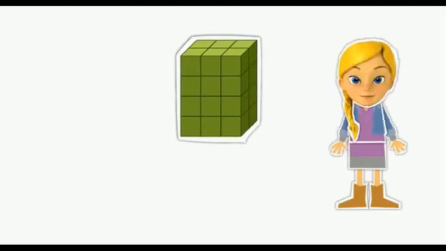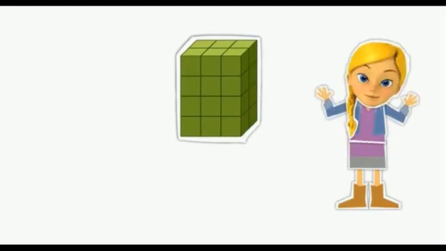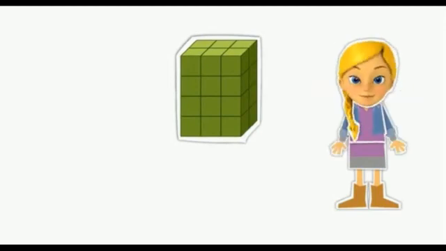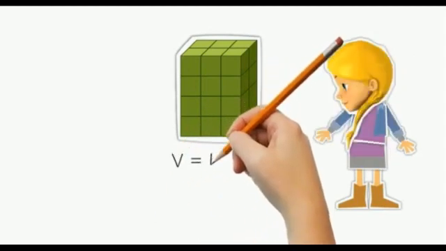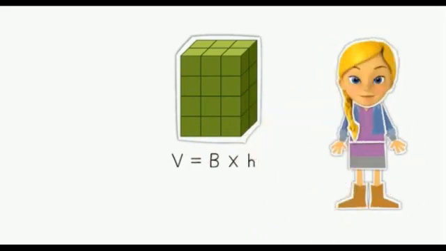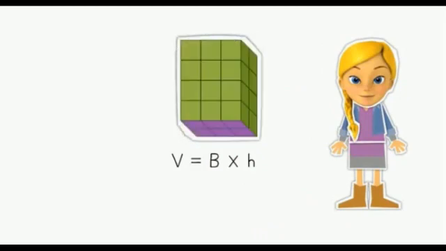Look at this figure. Wow, so many blocks! And you're right, we can't see all of the cubes. Yes, but with a formula, it will be easy to find the volume of this figure. The formula we will use is volume equals area of the base times the height. The base is the bottom of the figure. So let's take a look at it.